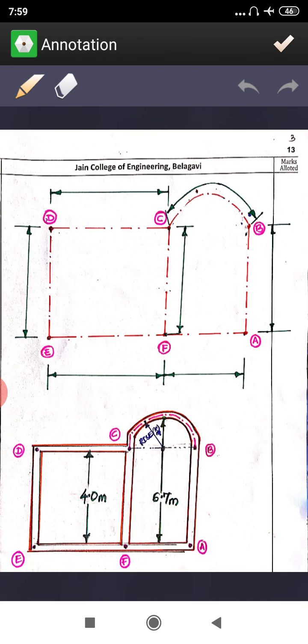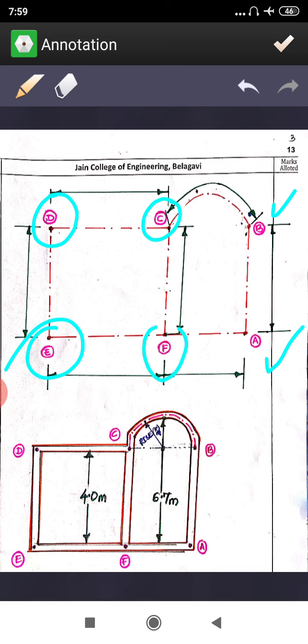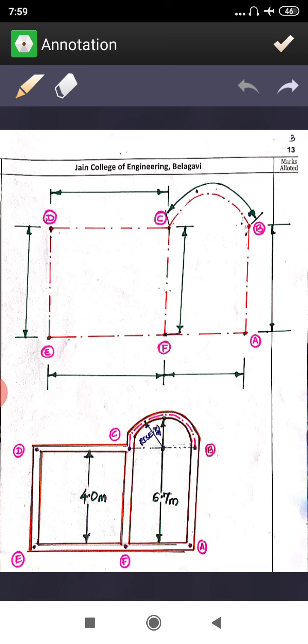Now as we know, to solve the problem by center line, first you are supposed to determine the center line of all the walls. So here I have given the central points like A, B, C, D, E and F. Now we are going to get the center line distances AB, BC, CD, DE, EF and FA. So all these distances we are going to get.